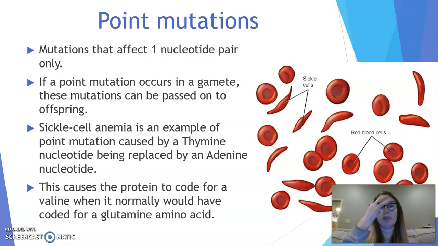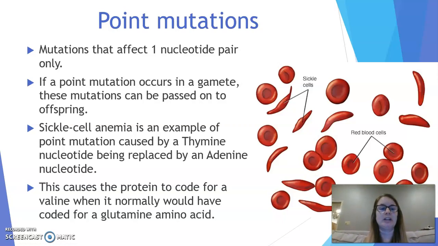So what's an example of a point mutation? Have any of you heard of sickle cell anemia? If you have not heard of sickle cell anemia, I highly suggest you do a really quick Google search. Just pause this video and search what is sickle cell anemia, and you can just read whatever pops up on Google. You don't even have to click into anything.